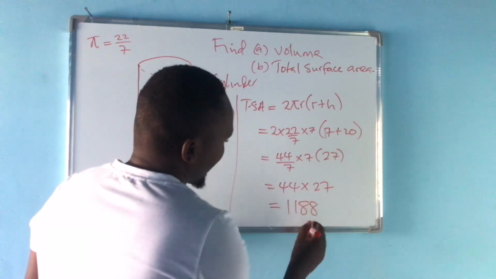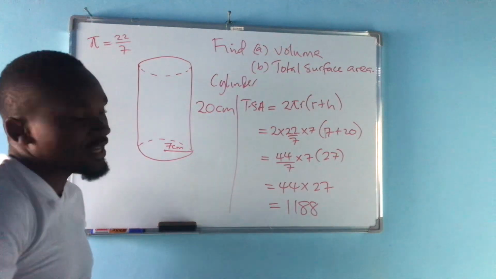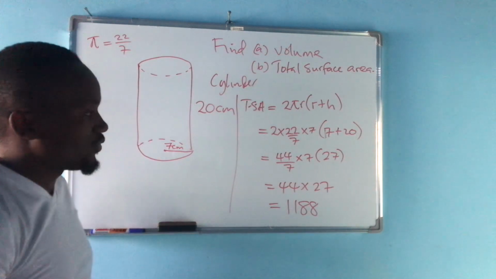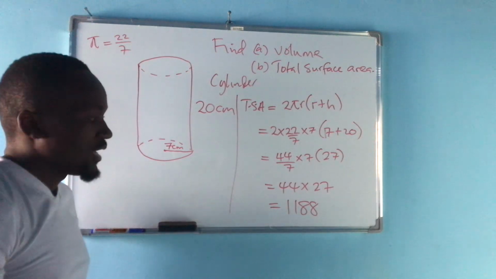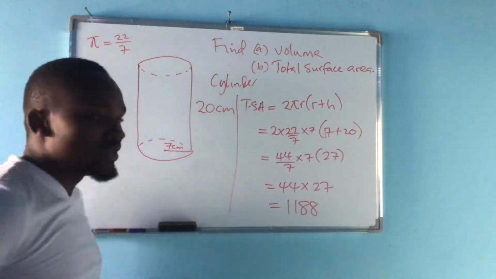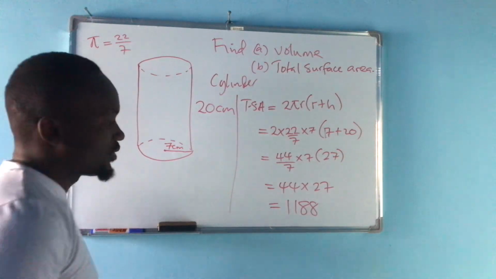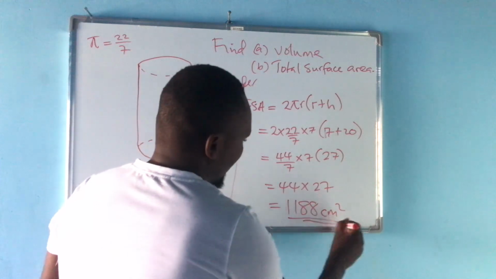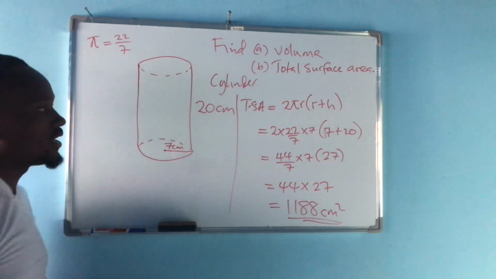44 multiplied by 27 gives 1188. Like I said earlier, you can't just leave your answer like that, because a teacher will be confused about what we are solving for. We need to indicate that we were finding the total surface area, and we need to indicate the units for area, which is centimeters squared. So this is the total surface area for this cylinder that we have been given.